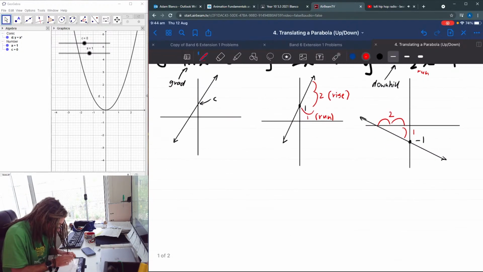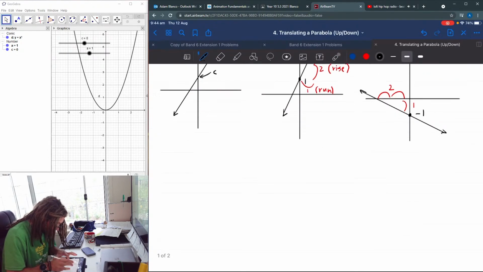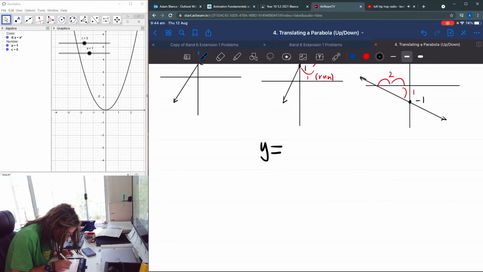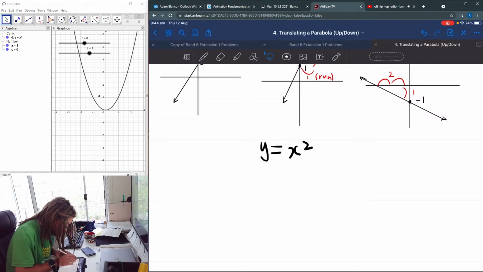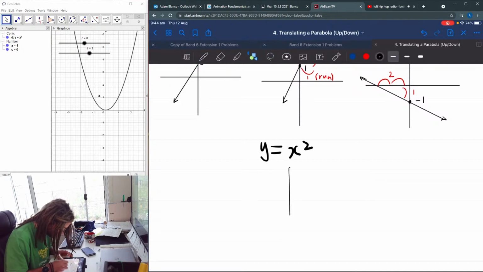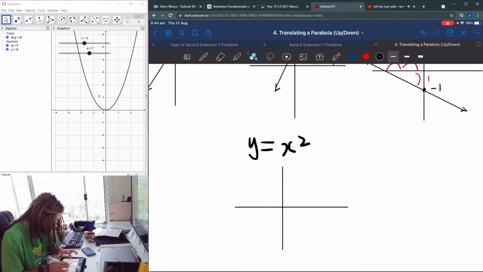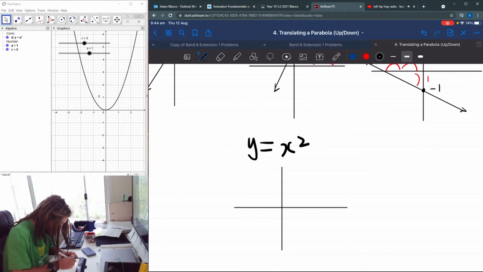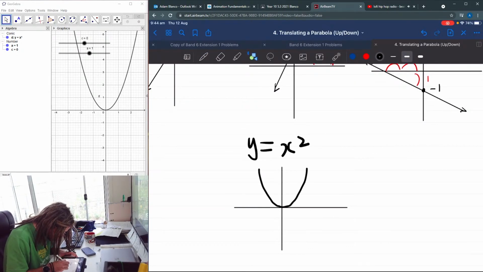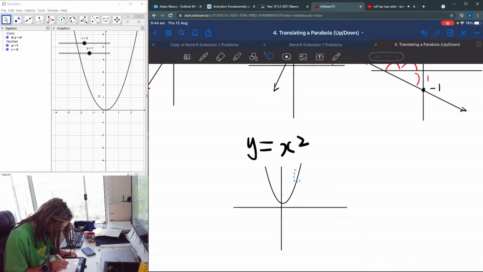So with a parabola, and you've seen this before, y equals x squared. If I just draw my quick graph, I know that it looks like that.